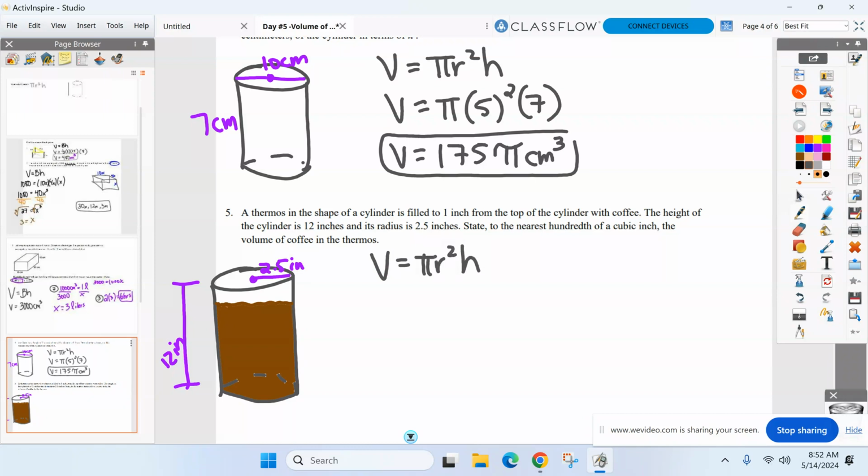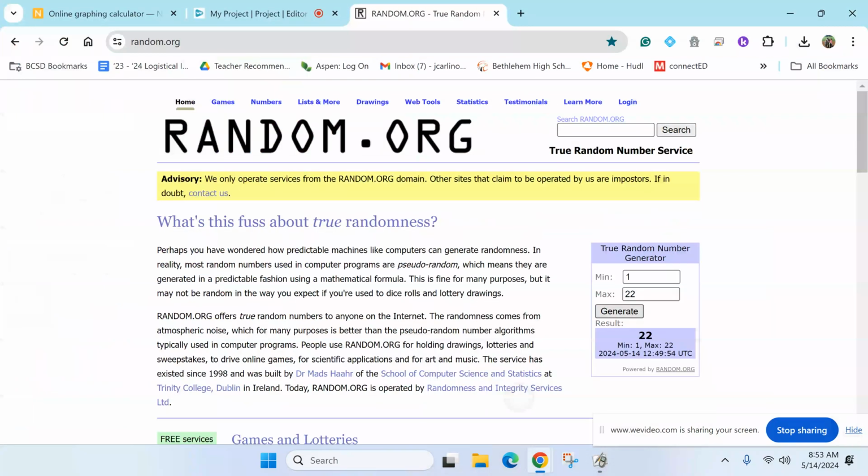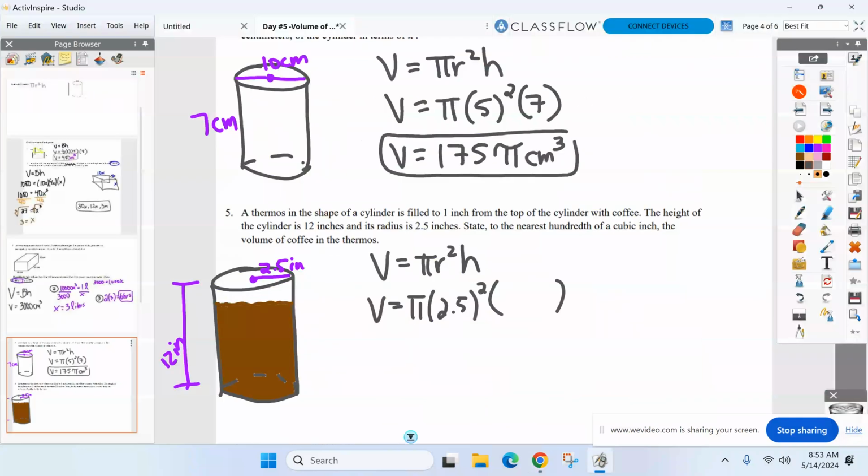But be careful when you plug in for the height. I am going to use 2.5. That's the radius of the coffee. But the coffee does not have a height of 12 inches, unfortunately. I don't want to use the 12. I don't want to subtract anything either from this volume. I'm going to just find the volume right away. What can you tell me about the height of the coffee now? Height of the coffee, Vinny? 11, because he can subtract 1 from the 12 at the top. 11 inches. Good.